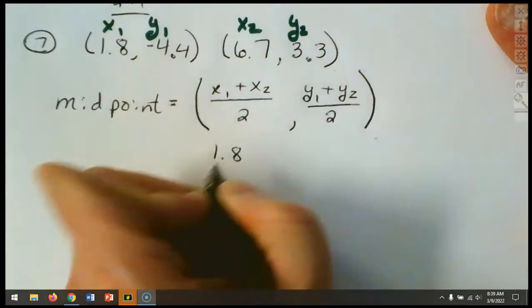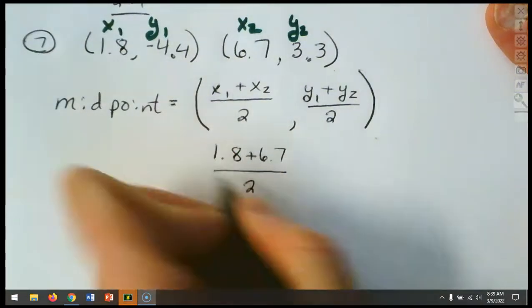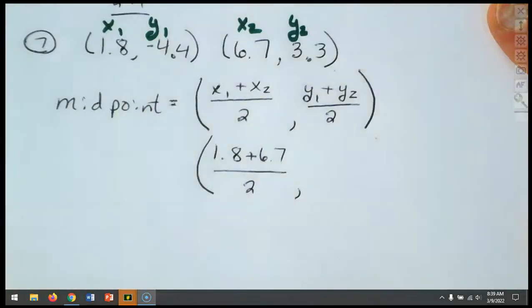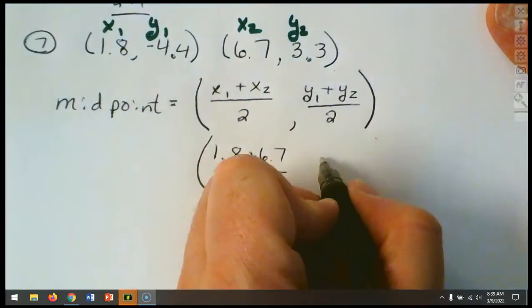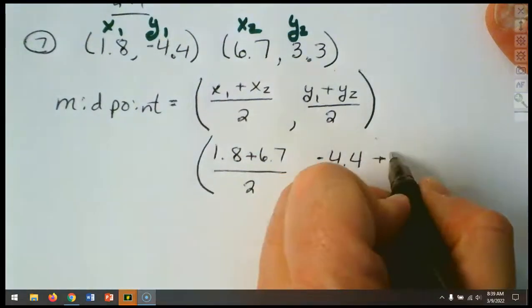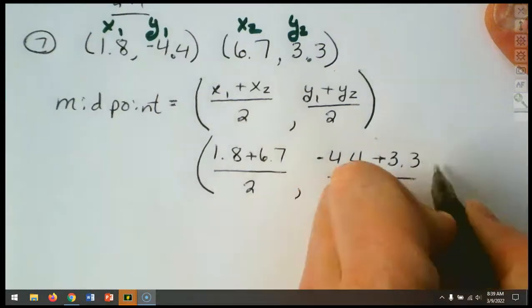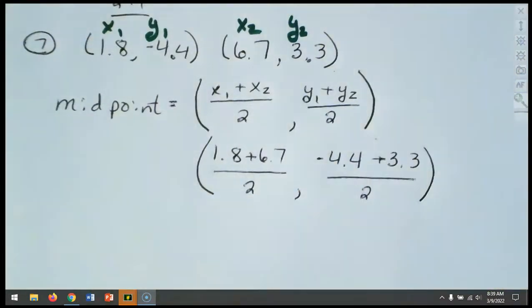So we have 1.8 plus 6.7 over 2. And for the y part, a minus 4.4 plus 3.3 over 2. That's what we've got to work with. Now we're going to break it down and then reduce down our decimals. So we'll go ahead and add these together first.